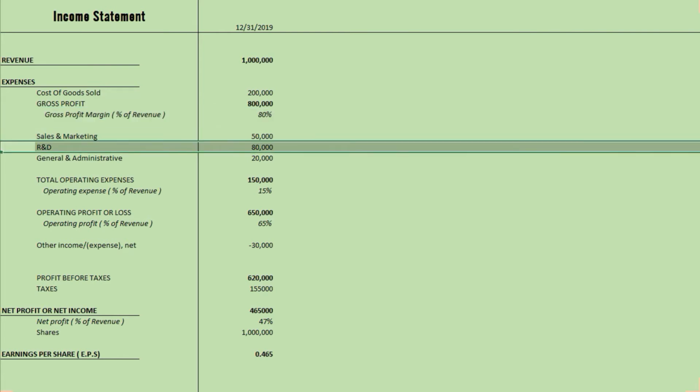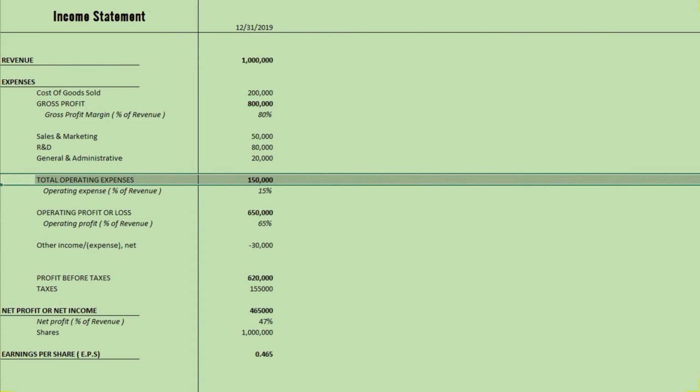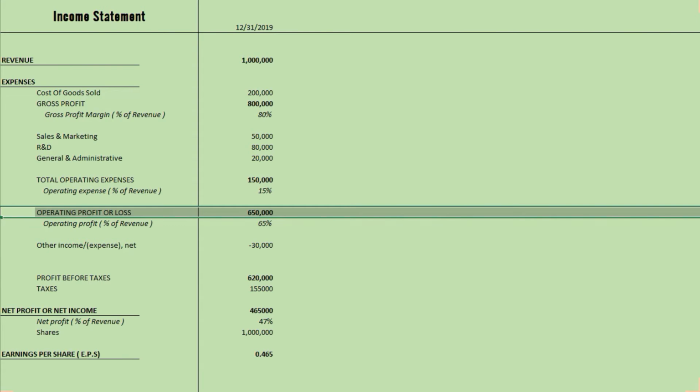Next, we have sales and marketing, research and development, and general and administrative expenses. Expenses incurred by the company for sales and marketing, R&D, and administrative expenses fall in this bucket. Summing up all these expenses will give the total operating expense. Gross profit minus the total operating expense will give the operating profit or loss.